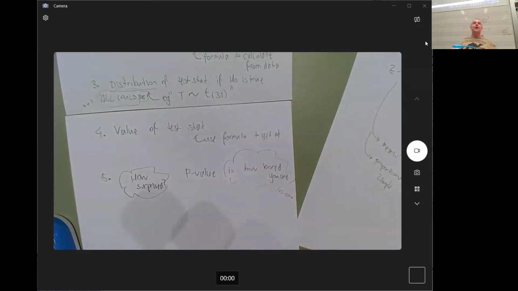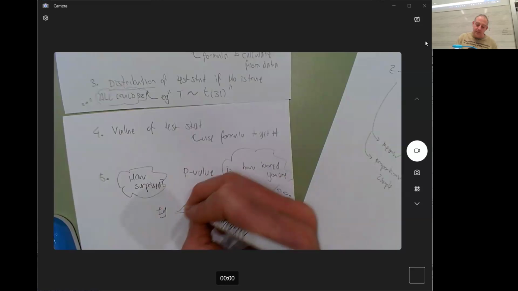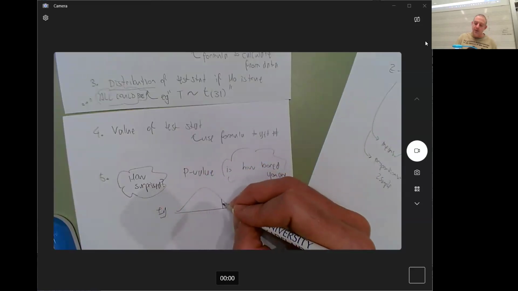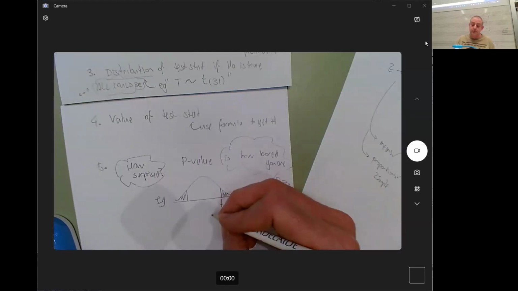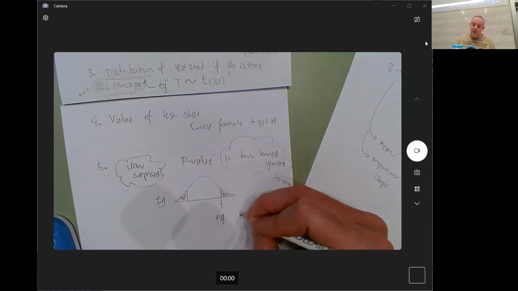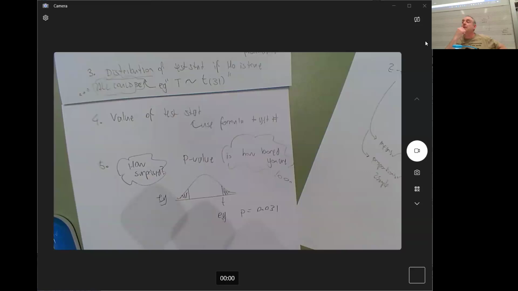So the p-value, and usually you'll draw your distribution and maybe it will look like this. You'll get your test statistic that you got and you'll color in all the ways there are to be further out than that, and you'll get a probability number. For example, you'll get p is like 0.031 or something like that.